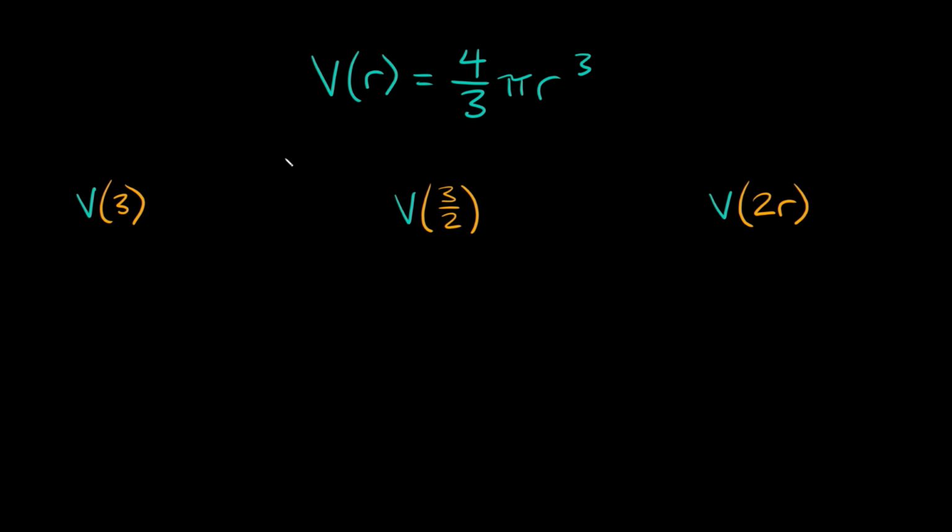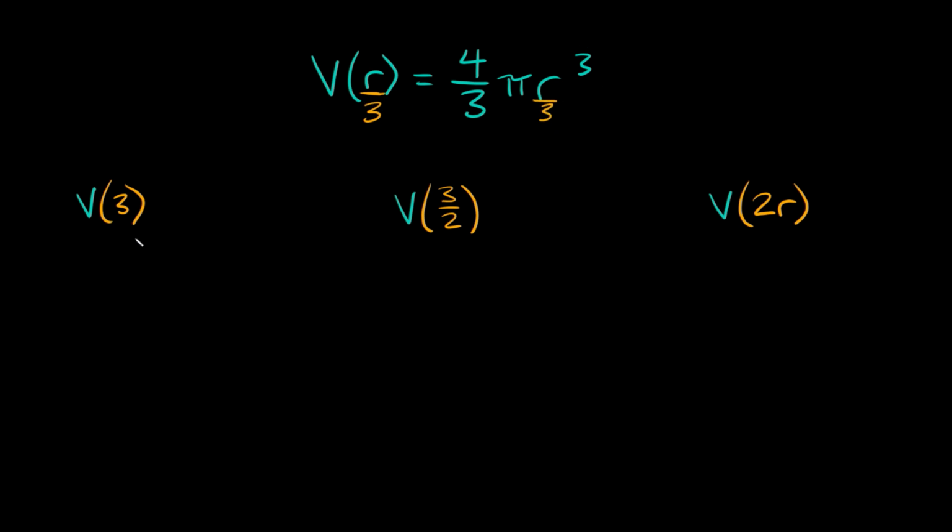All right, here's the next one that we're going to try. So the function up here is v of r is equal to 4/3 pi r cubed, okay? And the three functions we want to evaluate are v of 3, v of 3 halves, and v of 2r. Okay, so let's start with an easier one right here, v of 3. So again, this just means we want to replace this r with a 3. Okay, so wherever we have an r in our function, we're going to replace it with a 3.